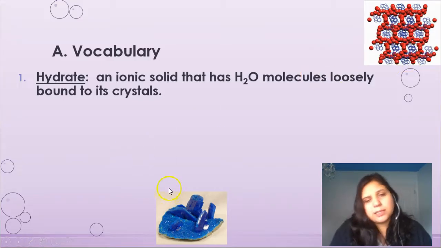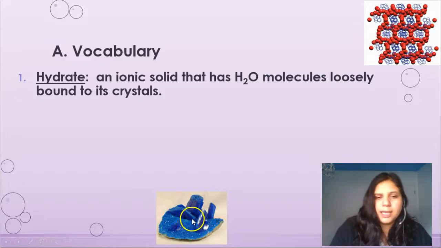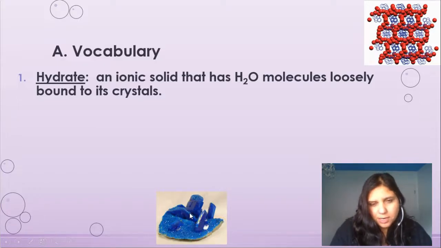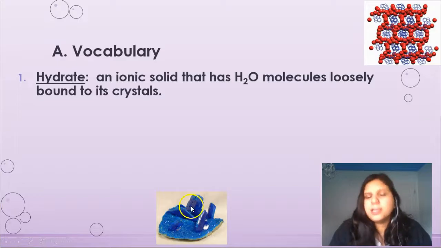What it would look like is something like this. This is copper(II) sulfate pentahydrate. It has copper and sulfate ions, and then it has water in it. And it looks solid. It doesn't look like water is in it at all, but it's actually hydrated.